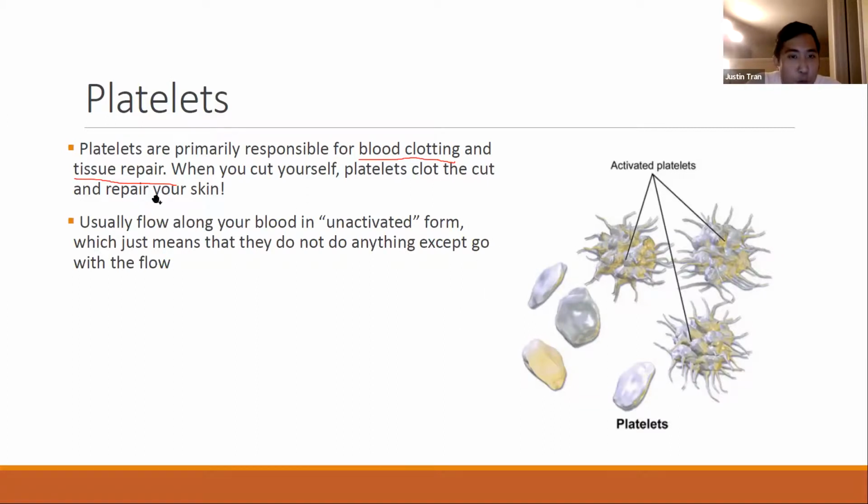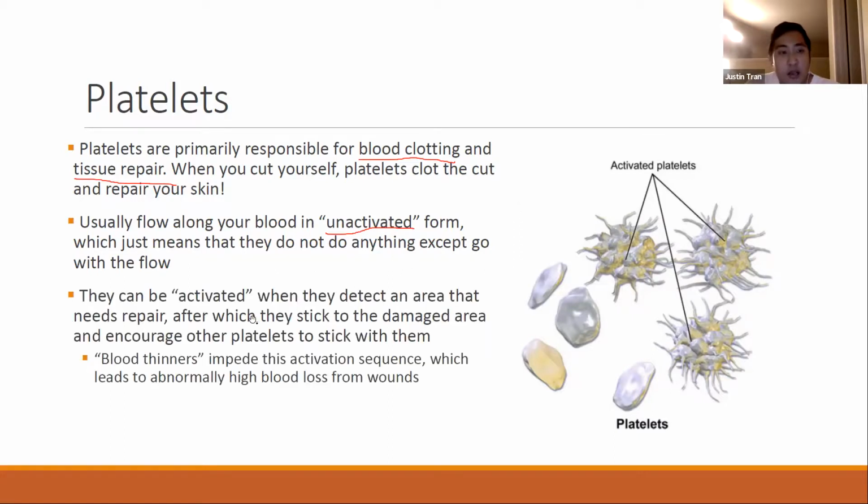And so, your body always has a bunch of platelets floating around in the blood, but most of the time they're just what's called unactivated, which means that they just float along and don't really do anything. They're just kind of chilling. Okay. It's only when they detect that either a wound has occurred or they need to clot, that they become activated.